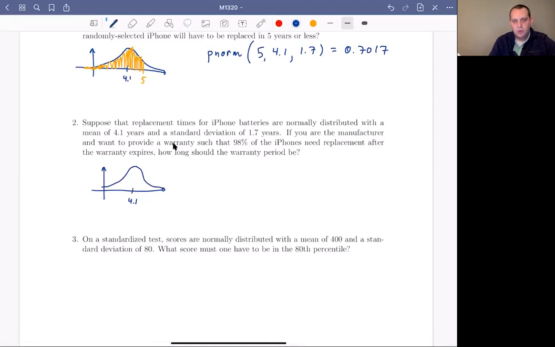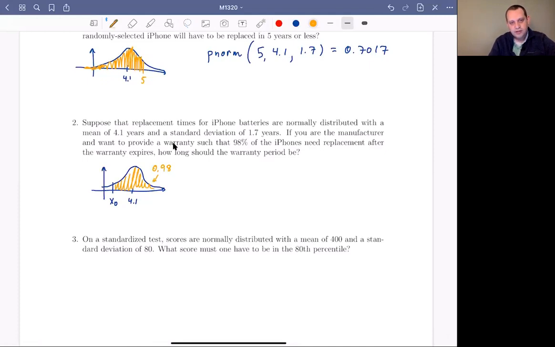Okay, and then what we want to do is figure out how long the warranty should be so that 98% of the phones need to be replaced after the warranty expires. So we want to figure out what this value is so that this area over here is 0.98. Okay, that's what we want to do.